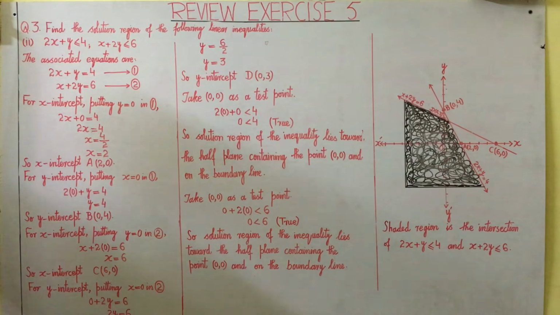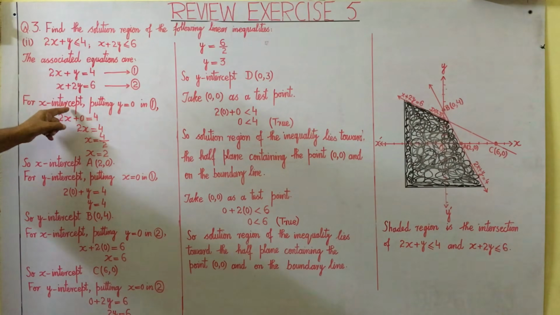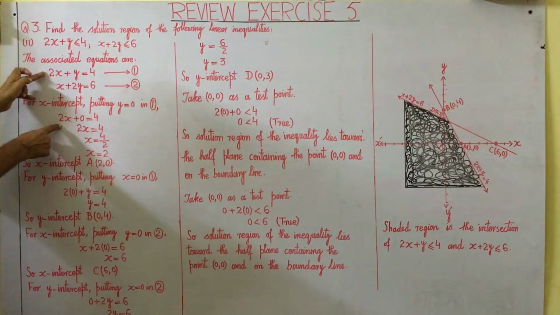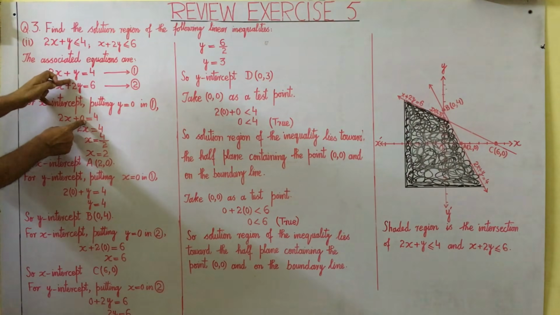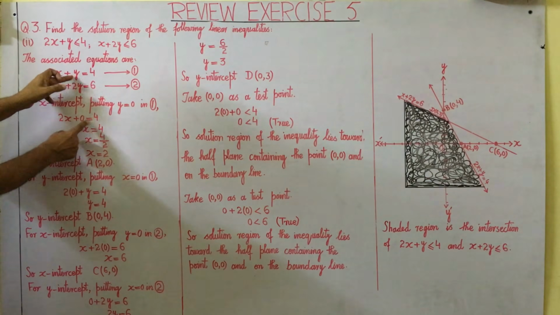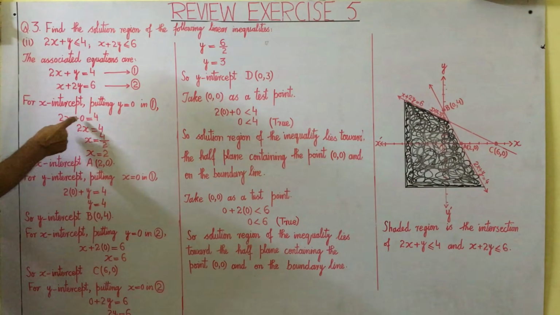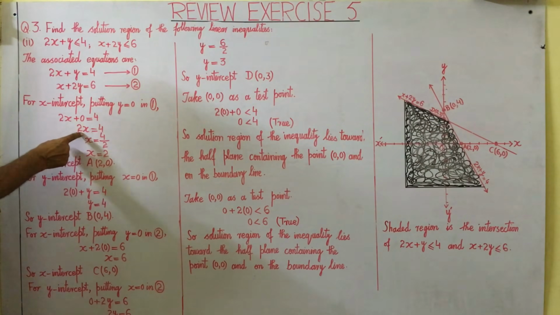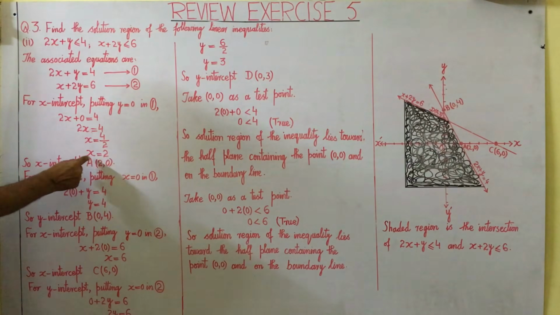Let us find the intercepts. First of all, we find x-intercept of equation 1. For x-intercept, putting y is equal to 0 in 1. 2x plus 0, replaced y by 0 is equal to 4. 2x plus 0 is 2x is equal to 4. Dividing both sides by 2, 2x over 2 cancelled with 2. 4 over 2, x is equal to 2, 2 twos are 4.